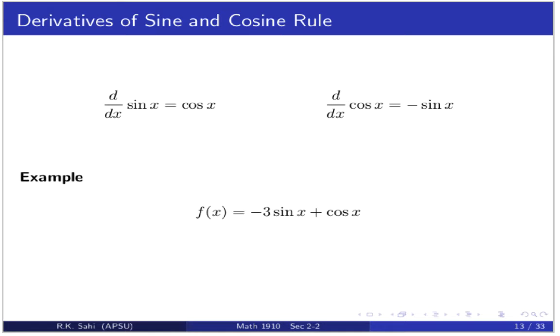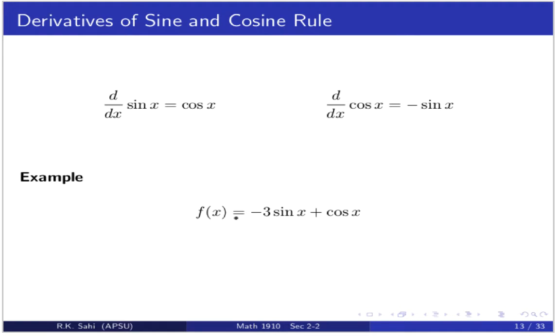Hello everyone. Continuing on section 2.2, which is basic differential rules, we will be looking at derivatives of sine and cosine. So let's start with the derivatives of the trig functions. The differential of a sine function is a cosine function, and the differential of a cosine function is a negative sine function. So let's look at an example.